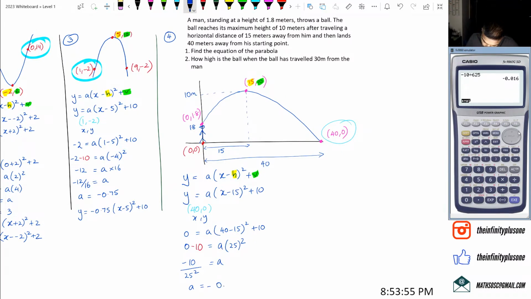Give me 1 second, I'm just going to show you guys. So you did 0 and 1.8. That's fine. If you did 0 and 1.8, let's have a look at what happens. So x and y. Did it not work out with 0 and 1.8? Oh man. I must have made a mistake then.